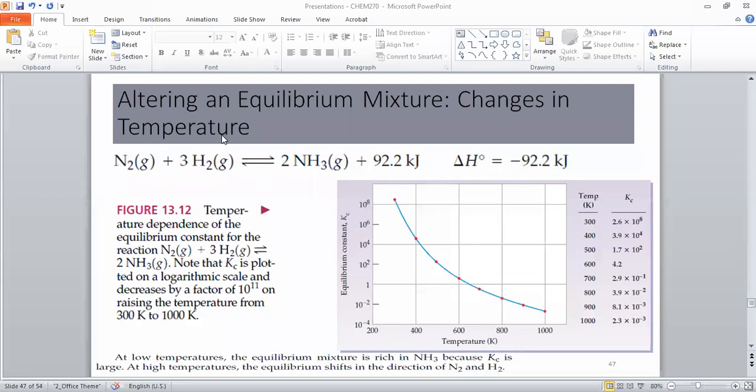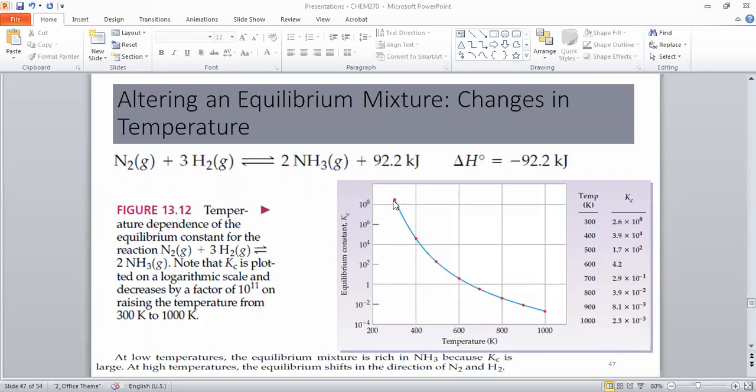Because the temperature is involved, you must know whether the reaction is the exothermic or the endothermic, because the change in temperature is going to influence differently on the reaction if it is the exothermic or the endothermic. So this is the reaction, exothermic reaction, energy is released. And now what is the effect of the temperature? This is shown by a simple graph.